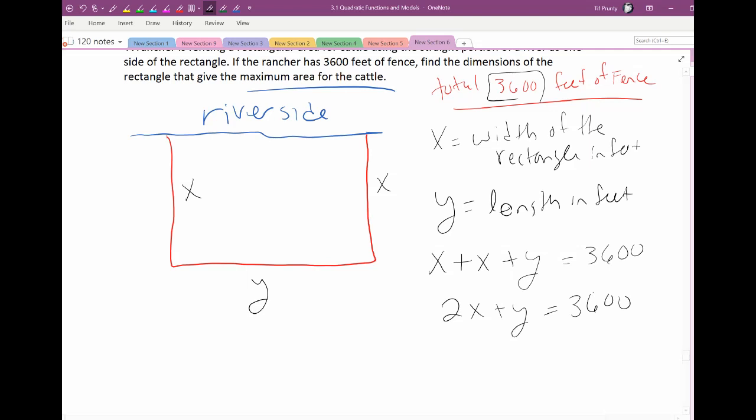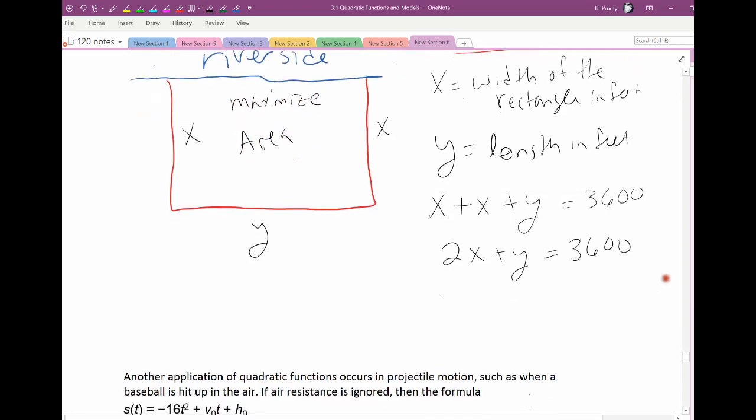I haven't got to what I want to maximize yet. We want to maximize the area, right? We want to maximize area. Well, what is area?